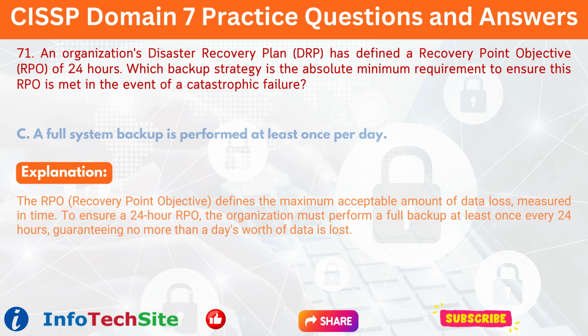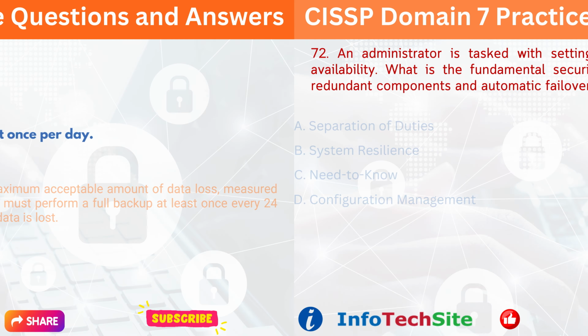A full system backup is performed at least once per day. Explanation. The RPO, recovery point objective, defines the maximum acceptable amount of data loss, measured in time. To ensure a 24-hour RPO, the organization must perform a full backup at least once every 24 hours, guaranteeing no more than a day's worth of data is lost.